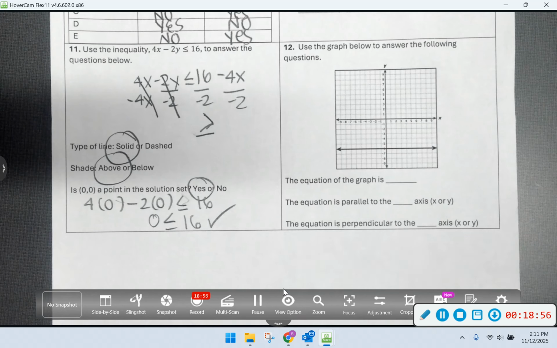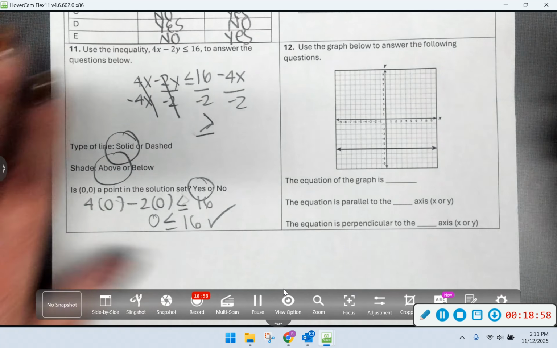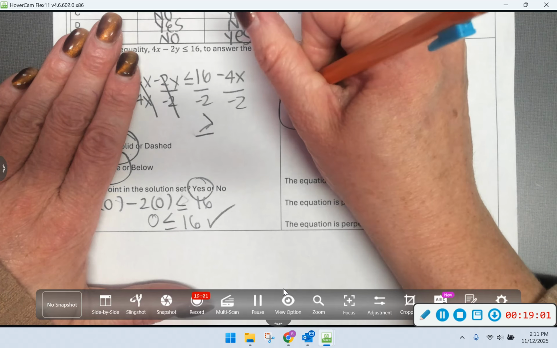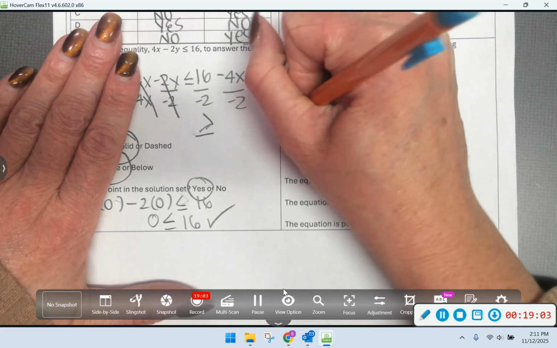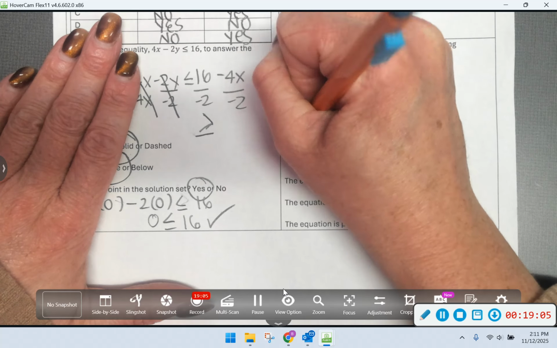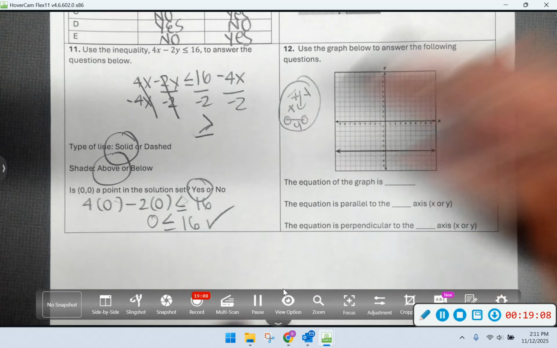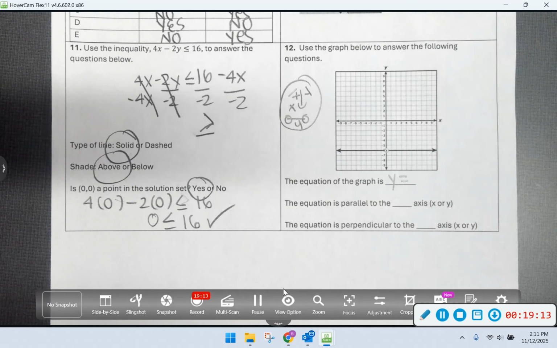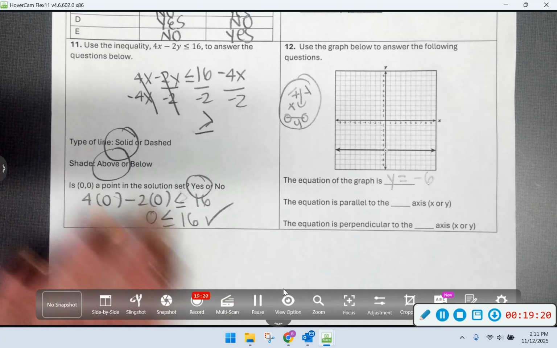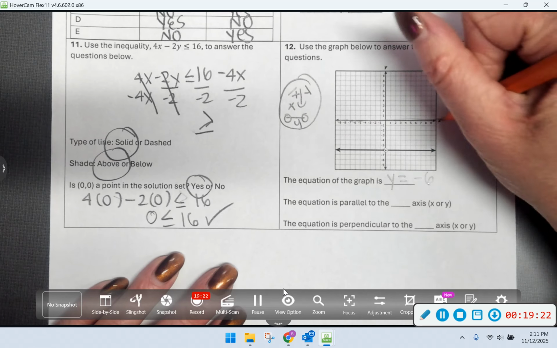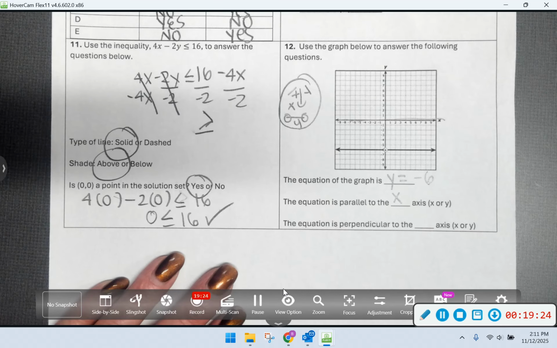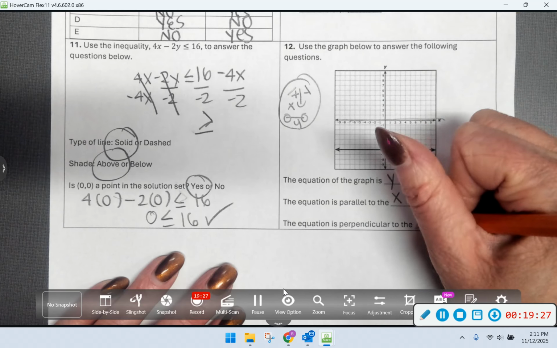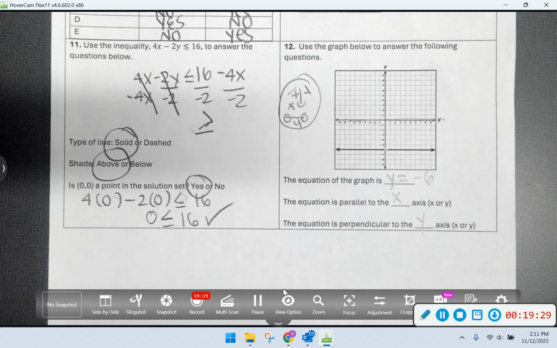Okay. Now let's move on to number 12. So we want to know the equation of this graph. This time we're going to use Slopeman, Slim Shady's cousin. All right, this line looks like his mouth. So it's going to be a y equals line. Where do we cross our y-axis at? Negative 6. Is it parallel to the x-axis? So which axis does it not touch? It does not touch the x-axis, so it's parallel to the x-axis. It touches the y-axis, so it's perpendicular to the y-axis.